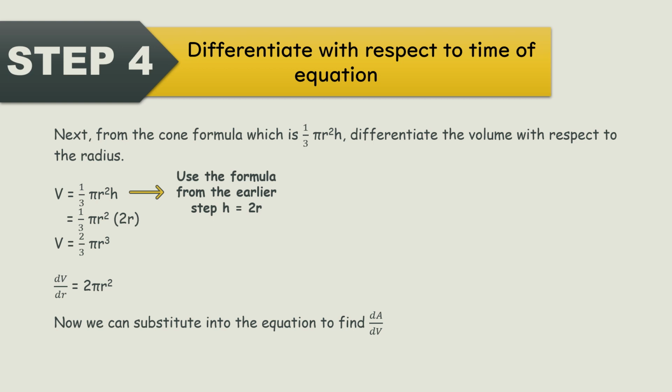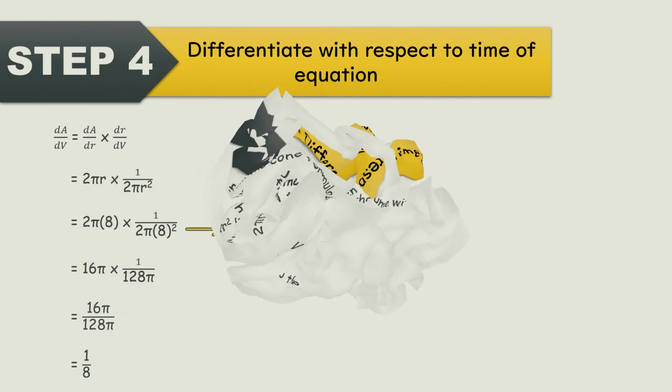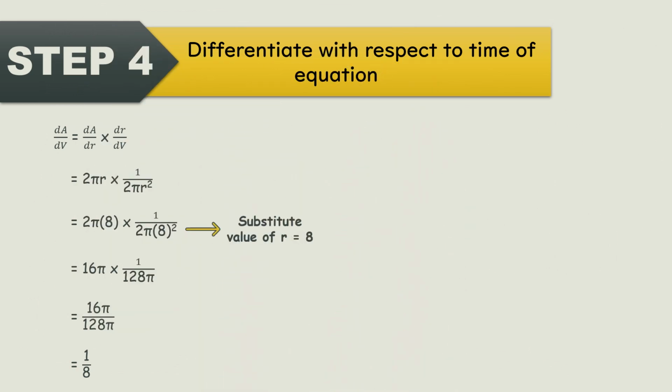Now, we can substitute into the equation to find dA over dV. From the formula that has been defined, that is dA over dV equals to dA over dr multiplied by dr over dV, substitute all the values for each specific variable. Then, we will get the answer for dA over dV equals to 1 over 8.